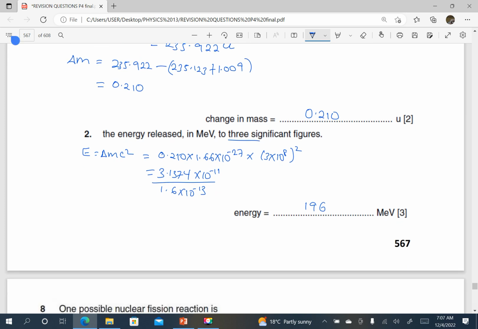Alternatively, if you know what 1 u is equivalent to, you know that 1 u is equivalent to 934 mega electron volts. So if you have the energy equivalence, 0.210 u should be equal to 0.210 times 934, which is approximately 196 mega electron volts. Although I don't always encourage this, if you know that 1 u is approximately 934 mega electron volts, you can use it unless otherwise stated.